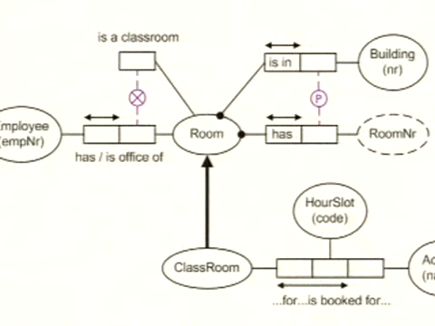Let's have a look at the room page here. So I've got a room, or is a classroom. That's something it can do by itself, a unary predicate.